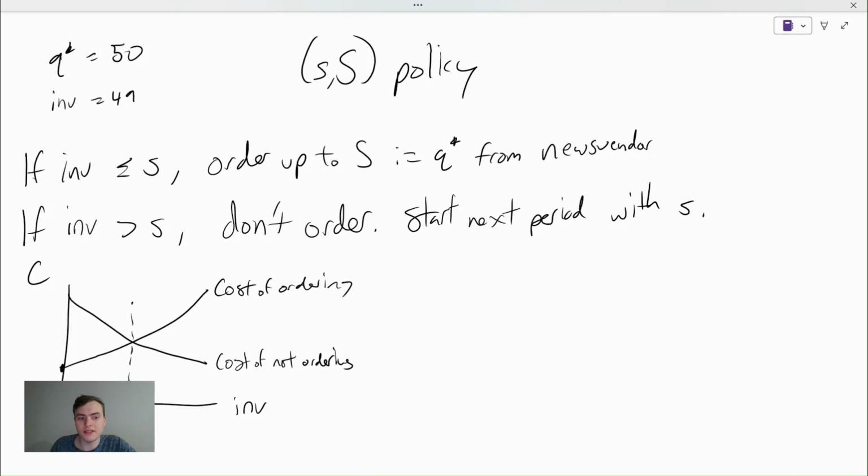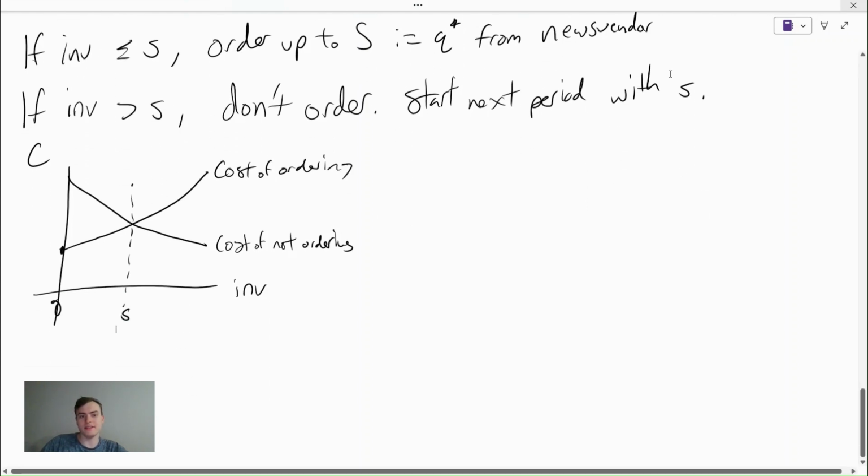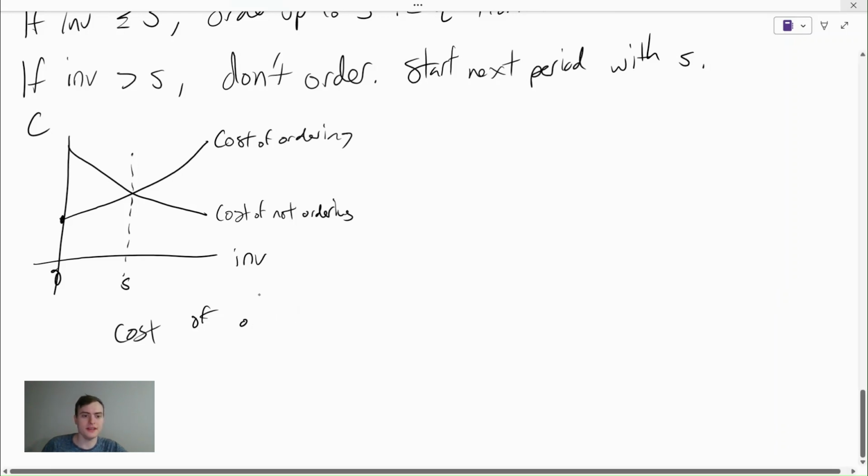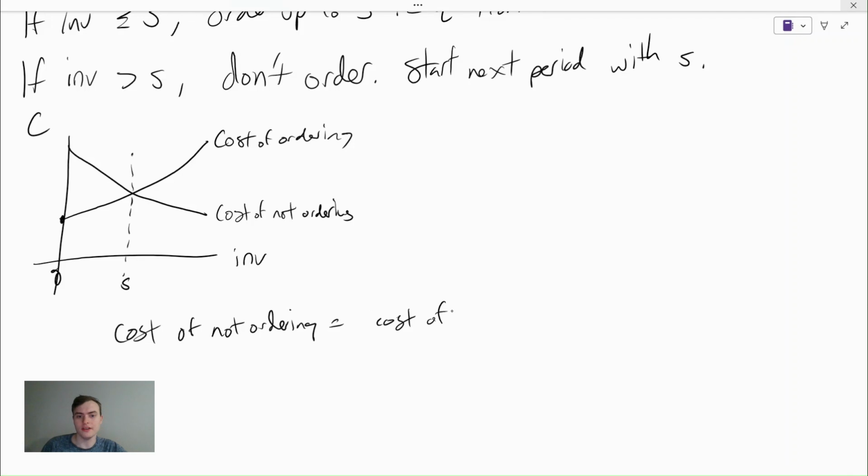But then there's going to be this intersection point S. That's our turning point. And that's where the cost of ordering equals the cost of not ordering, right? And that's the little s that we want to find. The point where we're deciding whether to order, right? So, let's say not ordering on the left. Cost of not ordering equals cost of ordering.